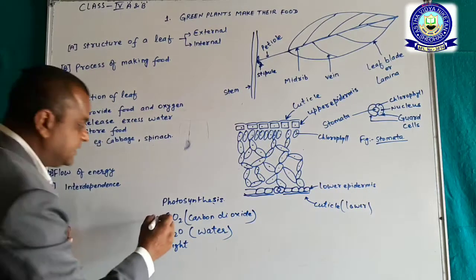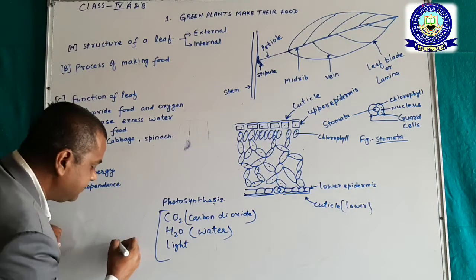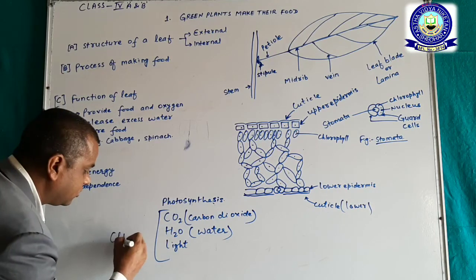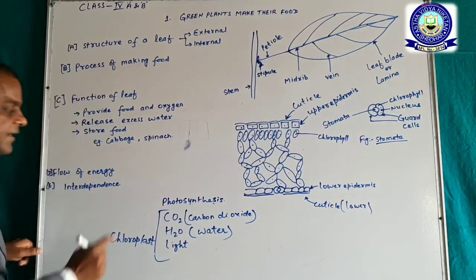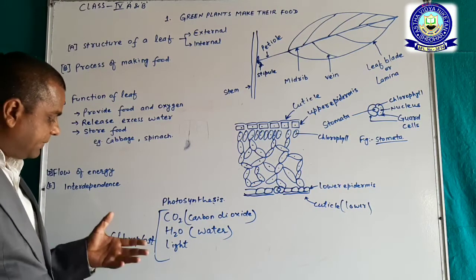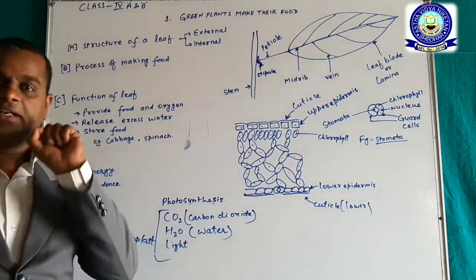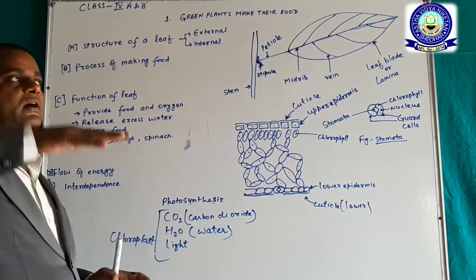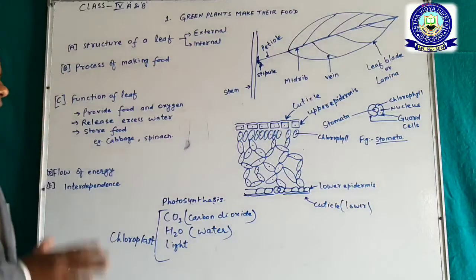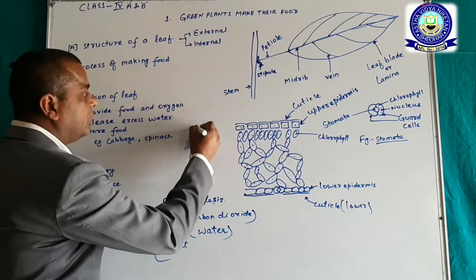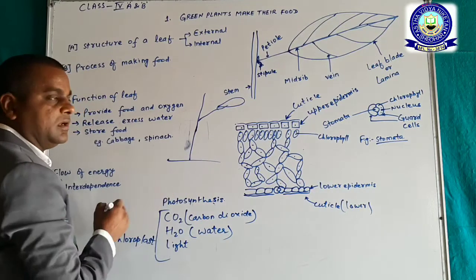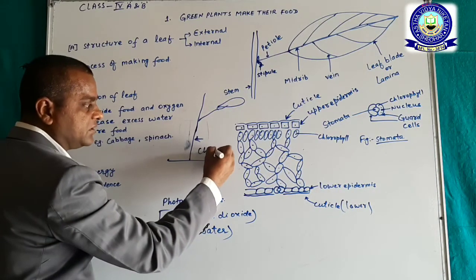This is performed in the leaf, in the cell organelle called the chloroplast. Chloroplast contains chlorophyll pigment, and due to the presence of chlorophyll pigment, the plants look green. If you see an old plant, a short plant, or a baby plant, their whole part, stem and leaf, will be green due to the presence of chloroplast.